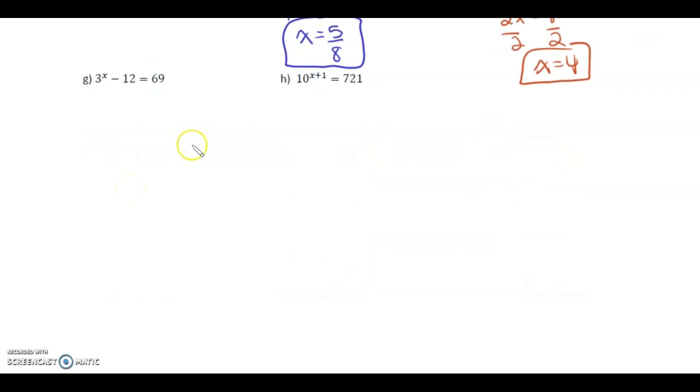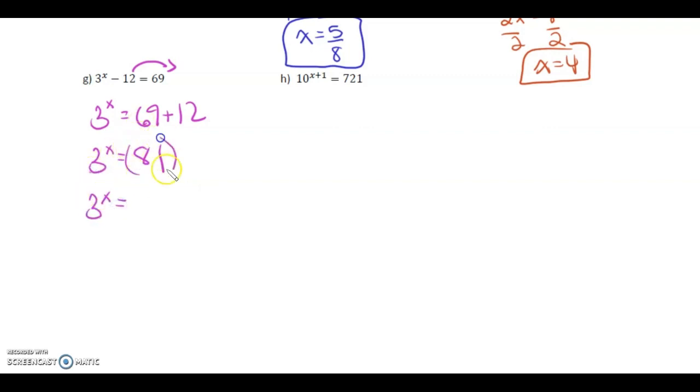Okay, so we're going to build on our skills. So now we have 3 to the x minus 12 equals 69. So let's bring over the negative 12, and we're going to get 3 to the x equals 69 plus 12, which is 81. Now we know that 3 cubed is 81. No, 3 to the exponent 4. All right, so 3 to the x is going to equal, we're going to sub in 3 to the 4, exactly where this 81 is. Those two are equivalent, so we can do that. And we get x equals 4.